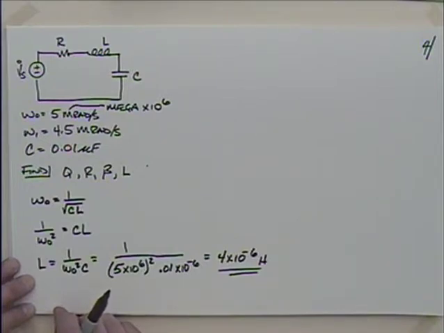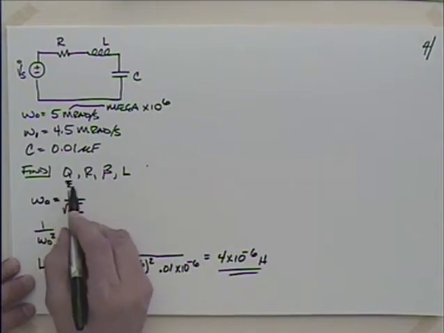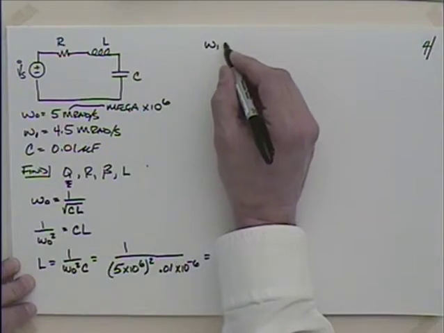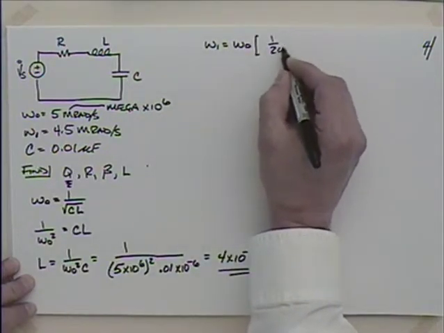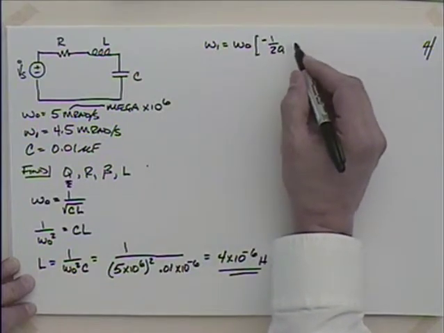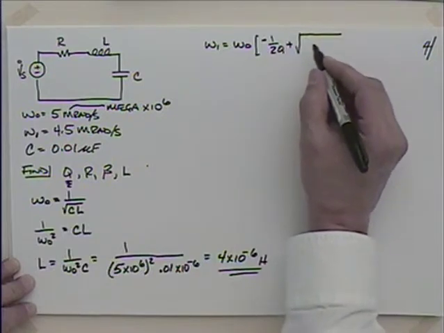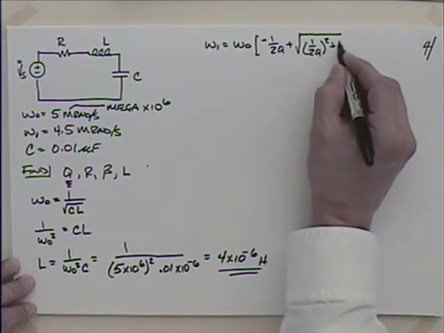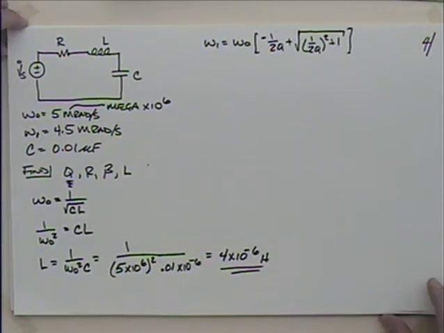Well, let's see. Could I get omega 1? I want the quality. Could I try this? I know that omega 1 is equal to omega naught times 1 over 2Q, and I have to take the negative when I want omega 1, plus the square root of 1 over 2Q squared plus 1. That was an equation we had, and that worked for both parallel and series, didn't it?